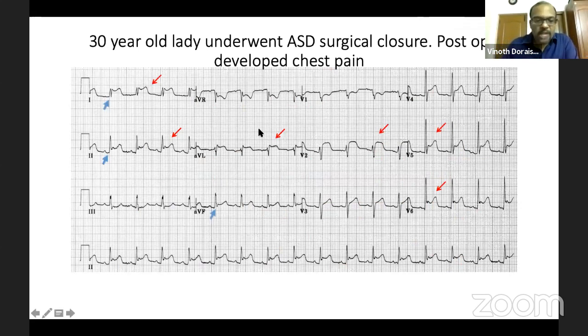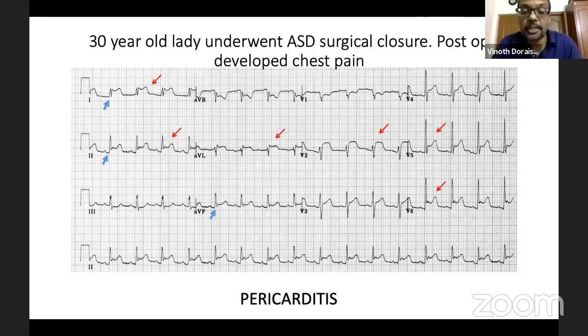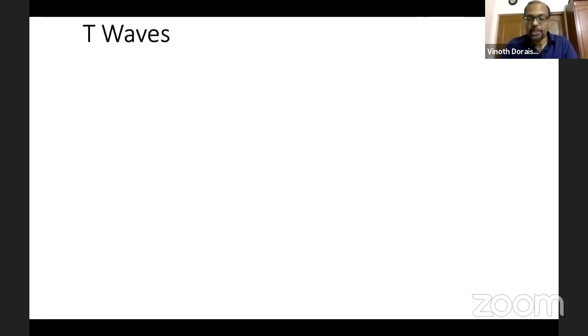But along with this, you also have another finding. This is called the PR segment depression. So PR segment depression you can see in lead 1, lead 2, and lead AVF. So when you have ST elevation in multiple leads along with PR segment depression, it is classified as pericarditis. And in the clinical scenario of a patient having an ASD surgical closure, pericarditis is quite common in the post-operative period. So when you see this ECG, you don't have to get alarmed. You can just give symptomatic treatment like NSAIDs. You don't have to take the patient to a cath lab and do a coronary angiography suspecting that it could be a myocardial infarction.